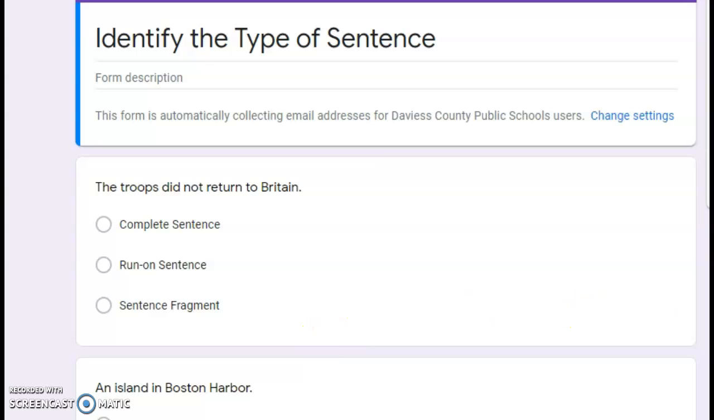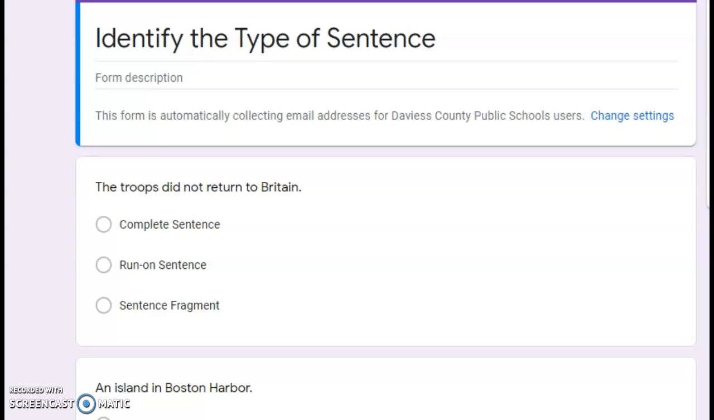Okay, and so now you are going to identify types of sentences like you did yesterday. Okay, so the first sentence says, the troops did not return to Britain. Is this a complete sentence, a run-on sentence, or a sentence fragment?